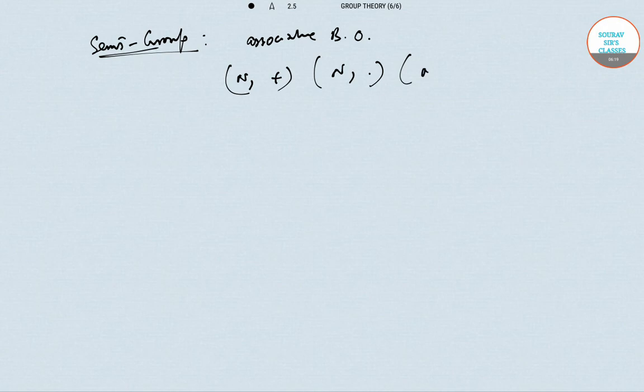So a semigroup is nothing but a set equipped with an associative binary operation. For example, the natural numbers with plus, the natural numbers with multiplication, the natural numbers with LCM, the natural numbers with HCF, in that way.